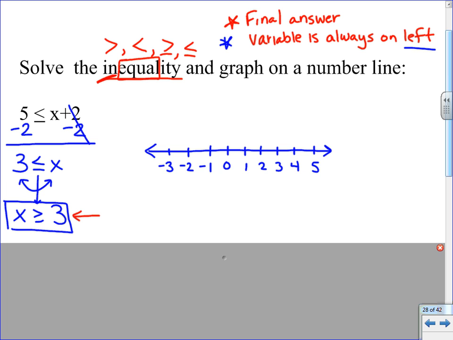We want to try to graph x is greater than or equal to 3. So we want to shade numbers that are greater than or equal to 3. That's what our answer says. It says numbers that are greater than or equal to 3. So we definitely want to include 3 on our graph. And since it does say or equal to, that's why we have a dot filled in.